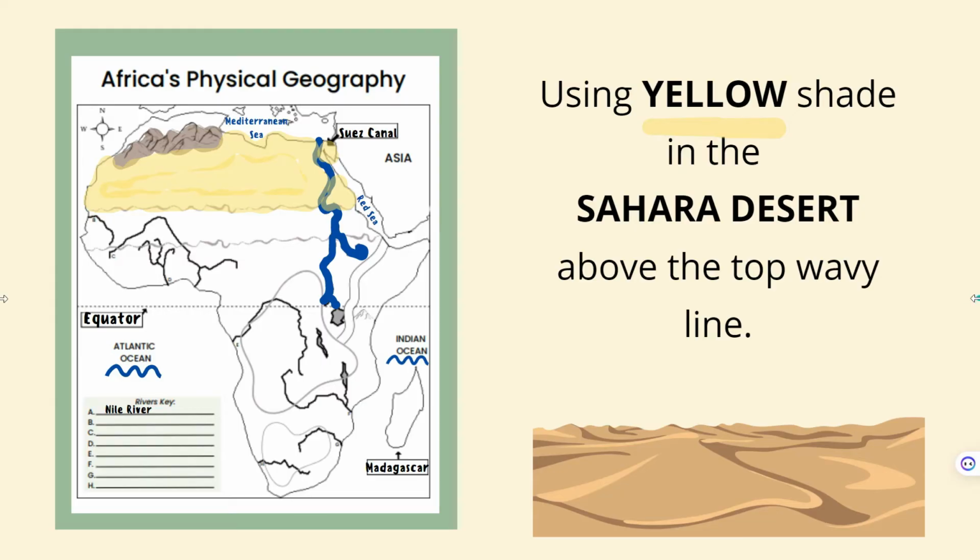The Sahara Desert is the largest desert on Earth. It goes through at least 10 different countries. The word Sahara is the Arabic word for desert.